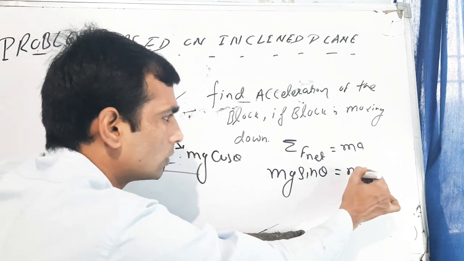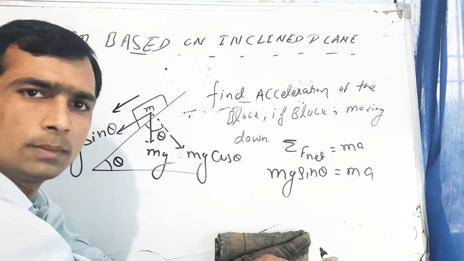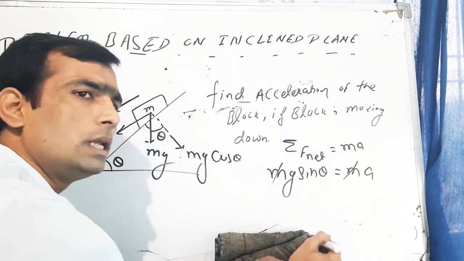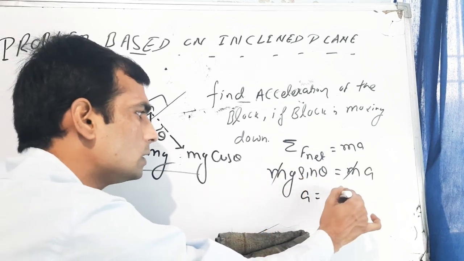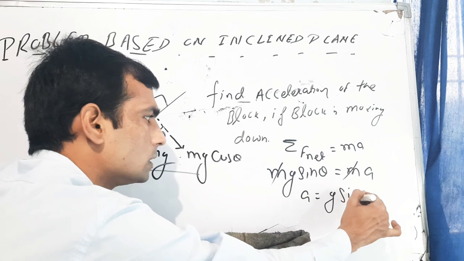m is the mass of the block and a is the acceleration of the system. So m cancels on both sides. Students, you can say a equals g sin theta.